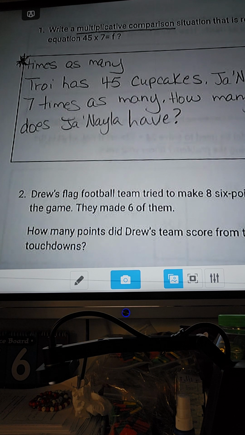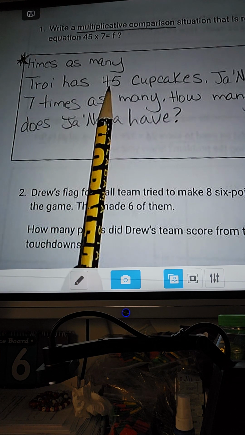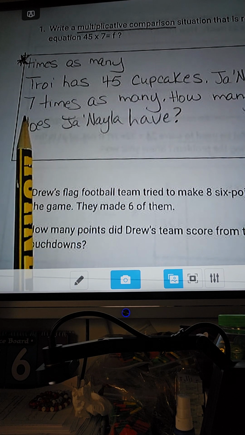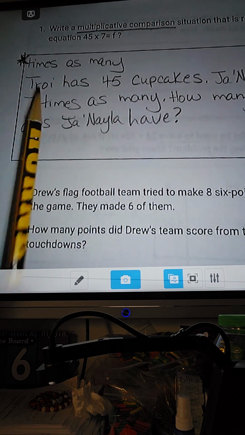All right, go ahead. Ayana. Ayani has 45 smoothies. Nyla has 7 times as many smoothies. How many smoothies does Nyla have? Thank you. Very good. Those are called what? Multiplicative comparisons. So when you solve these types of questions, you simply multiply the number that Troy has by 7 times. It tells you 7 times.